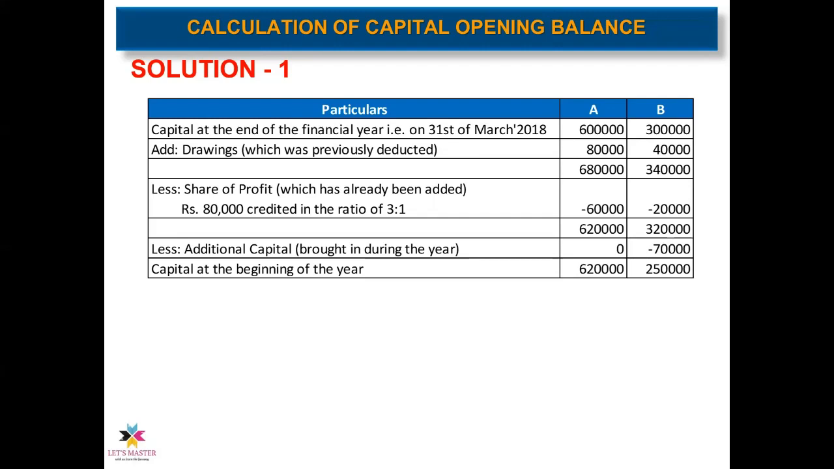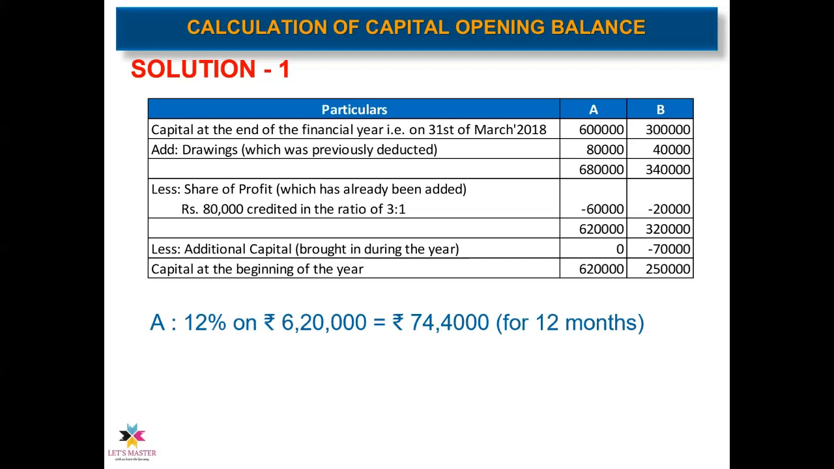Now, B has brought an additional capital of rupees 70,000 during the year. So we have again deducted that 70,000 from the closing balance. Whereas A has not made any alteration in his capital contributed, so we will not make any adjustment. So this is how we arrived at the opening balance of capital accounts for A and B. For A, it stands at rupees 6,20,000 and for B, it stands at 2,50,000.